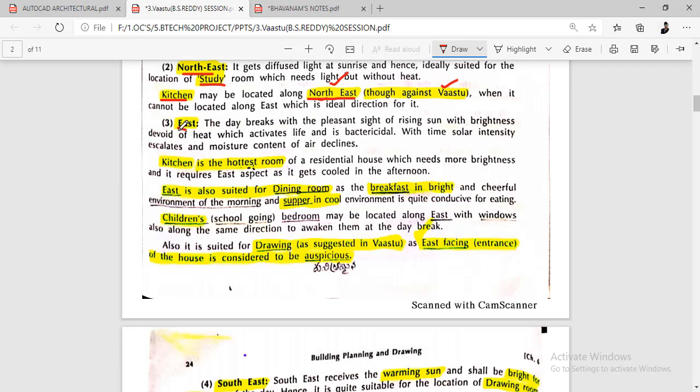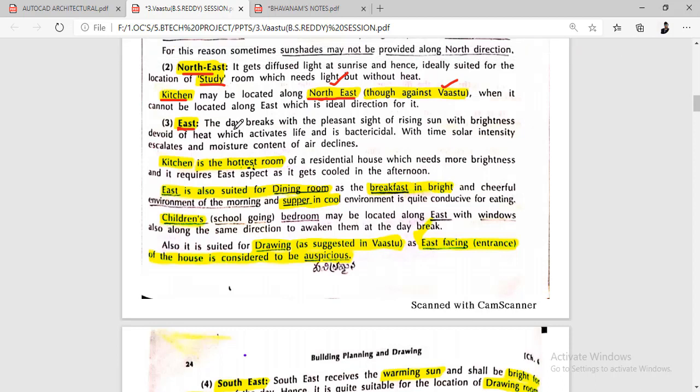Okay, right now we are discussing the east. The east is always a pleasant sight of the rising sun. Every day the sun rises from the east, so that's why it's bright, and we have heat also in the east whenever the sun rises. But that heat is not harmful for us.